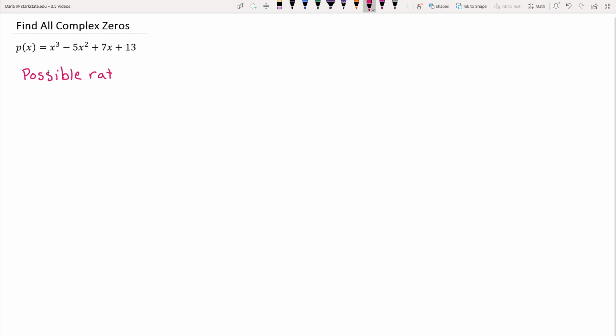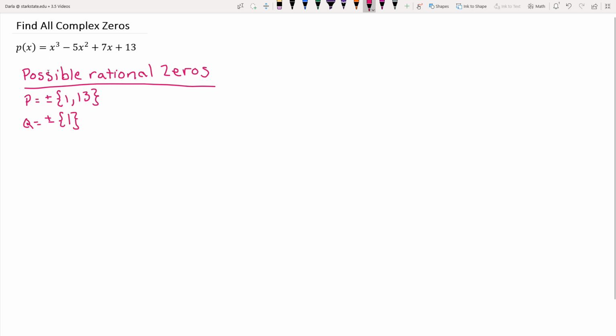And just remember, you find the factors of your constant and then the factors of your leading coefficient, and then you divide those off from each other. And we call those set P and set Q. So our set P is all the positive and negative factors of 13, which are just 1 and 13. Our set Q is all the positive and negative factors of 1, which is just 1.